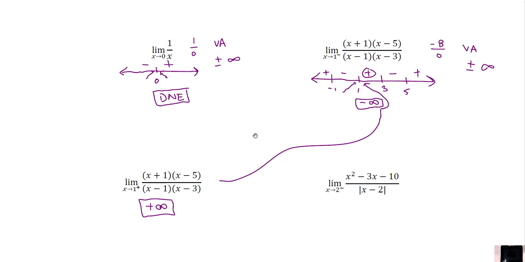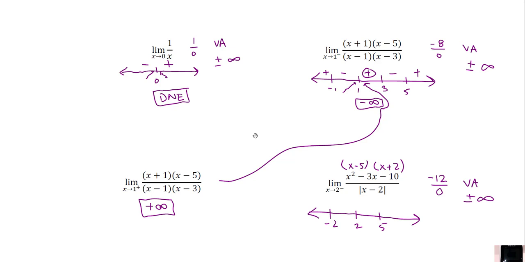Finally, on this example, if I stick in the number 2, 4 minus 6 is negative 2, minus 10 is negative 12, over 0. Vertical asymptote, probably plus or minus infinity. The top factors as x minus 5, x plus 2, which is going to help me to make my number line, where I'm going to get negative 2, 2, and 5.